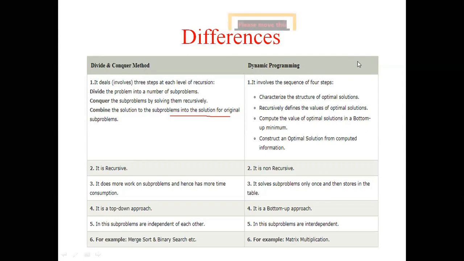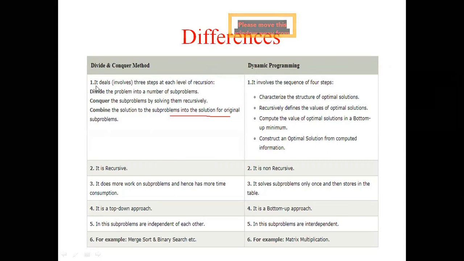Dynamic programming is also similar to the divide and conquer method. So we are comparing the divide and conquer method with the dynamic programming algorithm. It is our main topic. We are comparing it with the divide and conquer method.